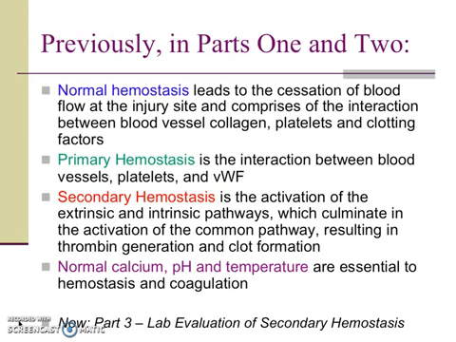In Part 2, we explored how secondary hemostasis is triggered by tissue injury that activates the extrinsic pathway and common pathway to generate an initial burst of thrombin, which then activates the intrinsic pathway in order to propagate additional thrombin generation and clot formation. We concluded Part 2 by emphasizing that normal blood calcium concentration, pH, and temperature are essential to overall hemostasis and coagulation. Now we're ready to move on to Part 3, laboratory evaluation of secondary hemostasis.